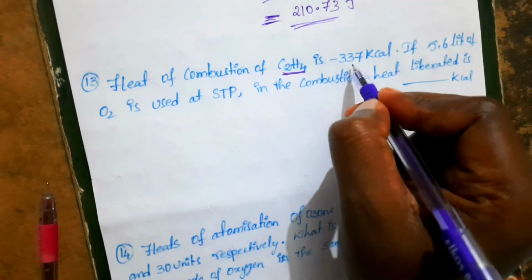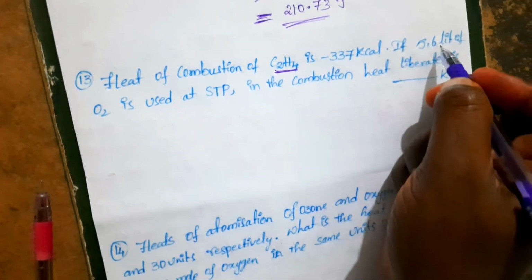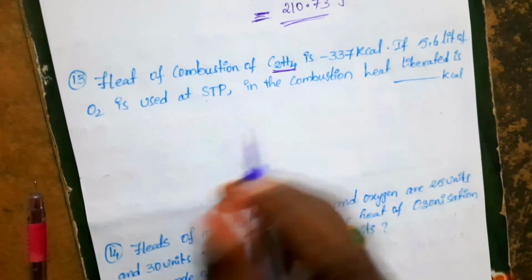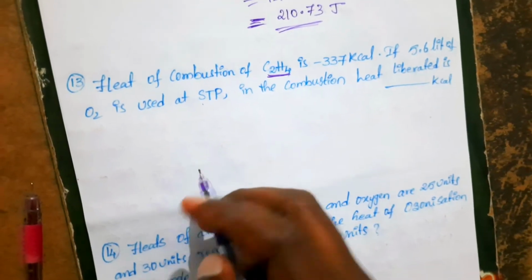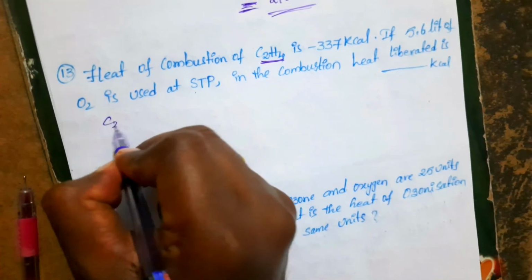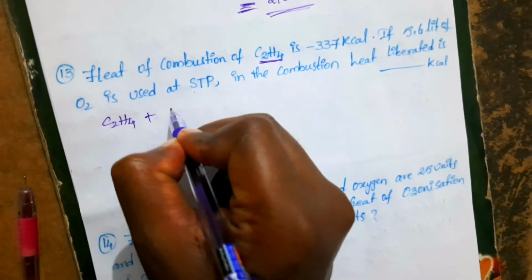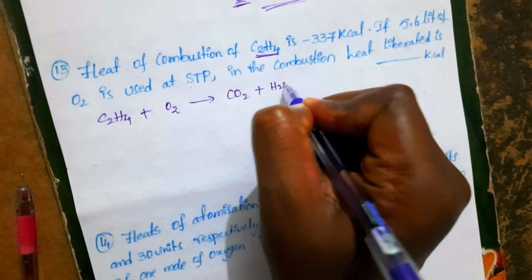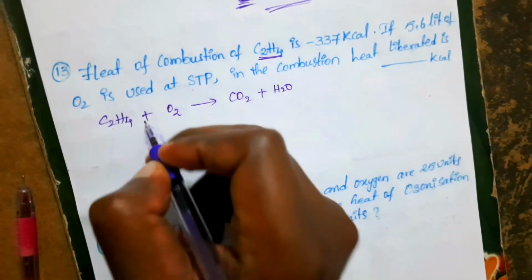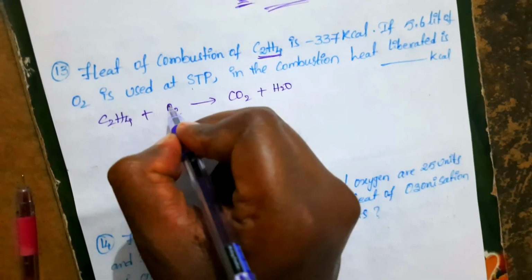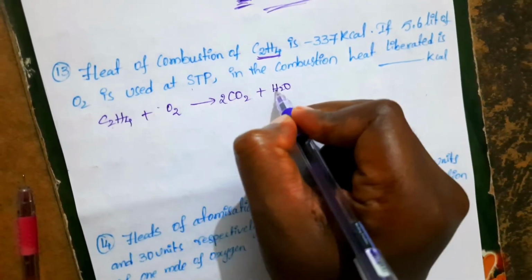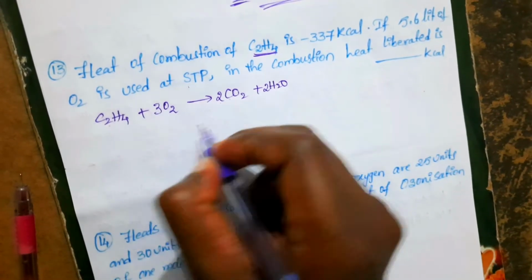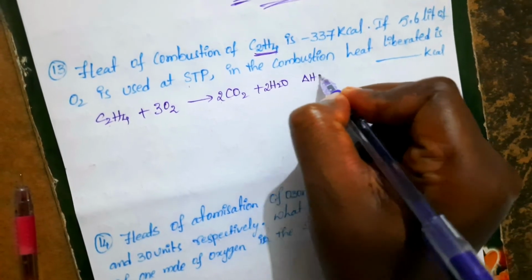Ethene is 337 kilocalorie. If 5.6 liter of oxygen is used at STP in the combustion, how much heat is liberated? So whenever C2H4 is combusted, that is, in the presence of oxygen, if it is burnt, we will get carbon dioxide and water. When 1 mole of ethene is combusted, we will get this much amount of heat energy. Just take it as 2 moles, 2 carbons, 4 hydrogens, 3 oxygens. So here, what is the change in enthalpy?